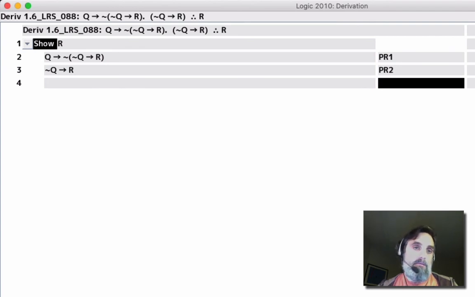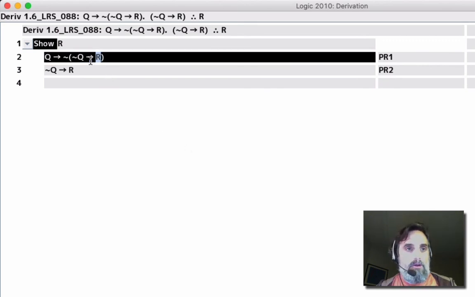And we don't have any easy way to get R, so we're going to have to be doing MP and MT. Okay, so let's look at our conditionals. So on line 3, we have the conditional if negation Q, then R. So for MP, we need negation Q, and for MT, we need negation R. We need the negation of the consequent. Unfortunately, we don't have either of those. For MP with line 2, we need Q, which we don't have.